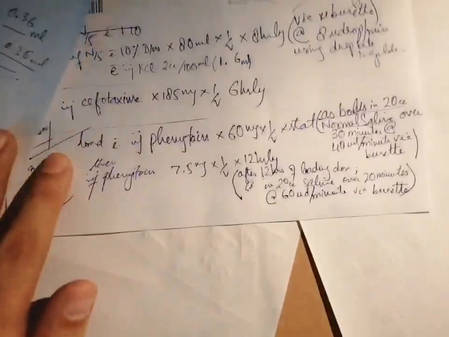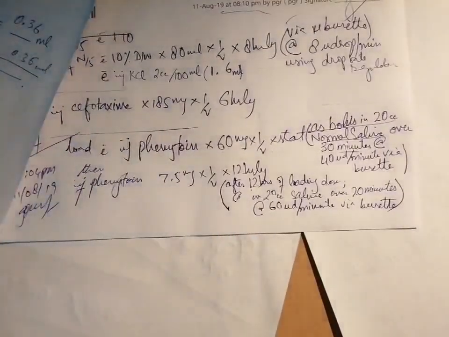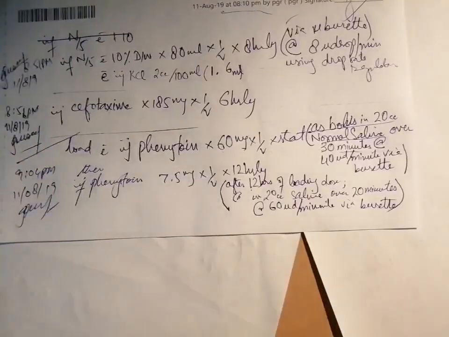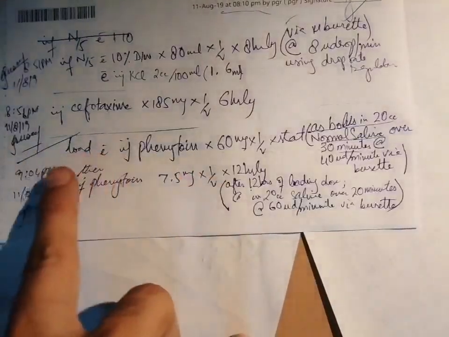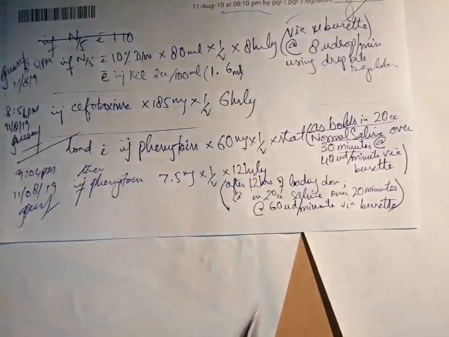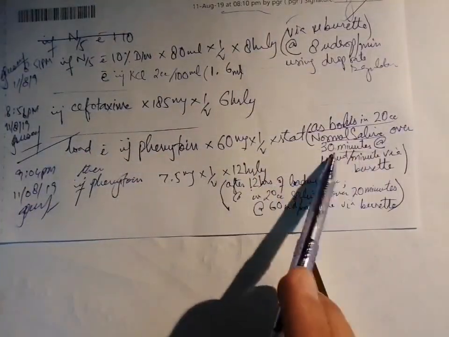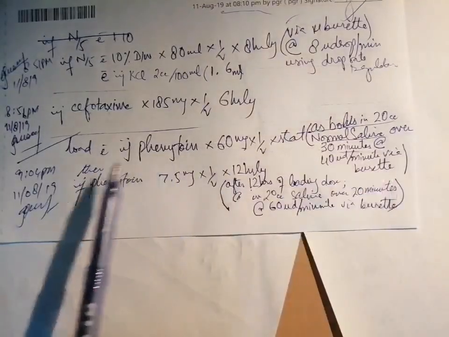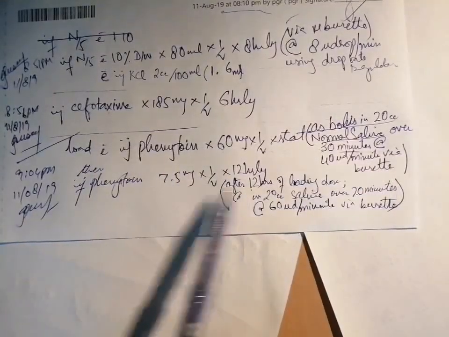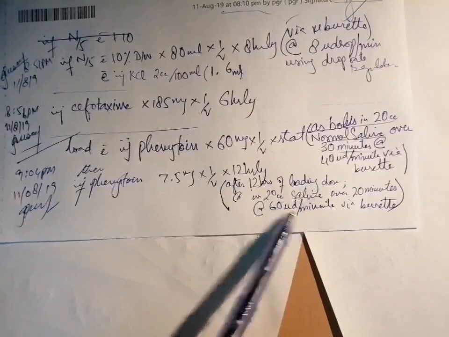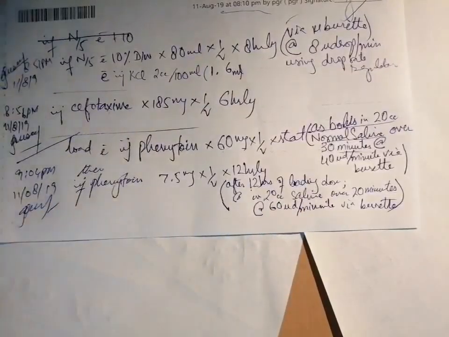These are the orders for loading phenytoin and for maintaining it. So you will write that load with injection phenytoin 60 milligram IV stat as bolus in 20 cc normal saline over 30 minutes, minimum 20 minutes, at this much drops per minute, and injection phenytoin after 12 hours of the loading dose. You will maintain it. Sign, and date and time. I hope you have an idea.